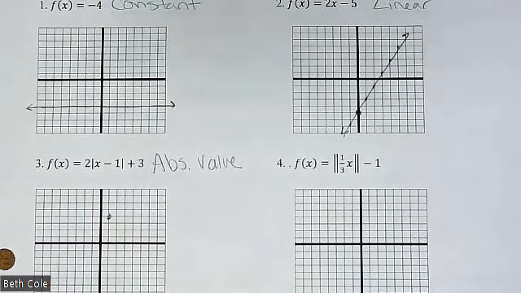Now you can always make a table of values. What do I get if I plug in 1? What do I get if I plug in 2? What do I get if I plug in 3? And that's not wrong. It's just a little bit tedious.